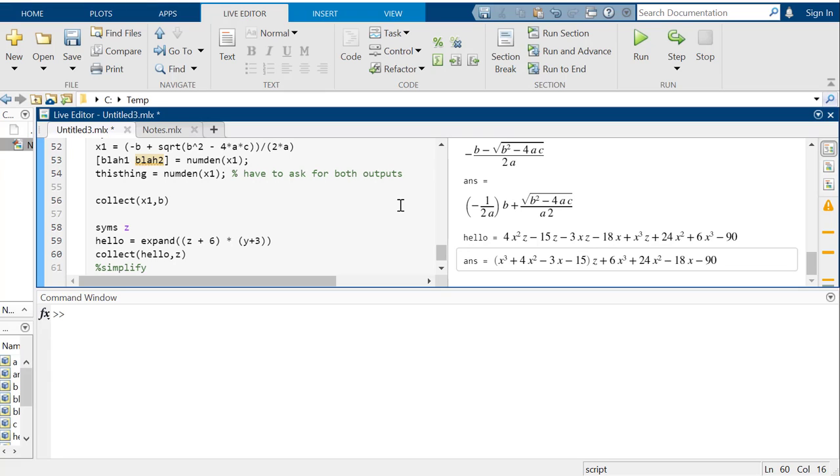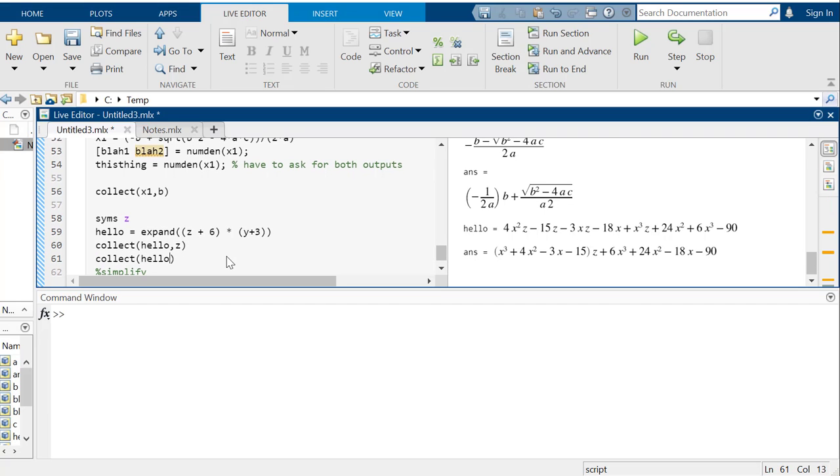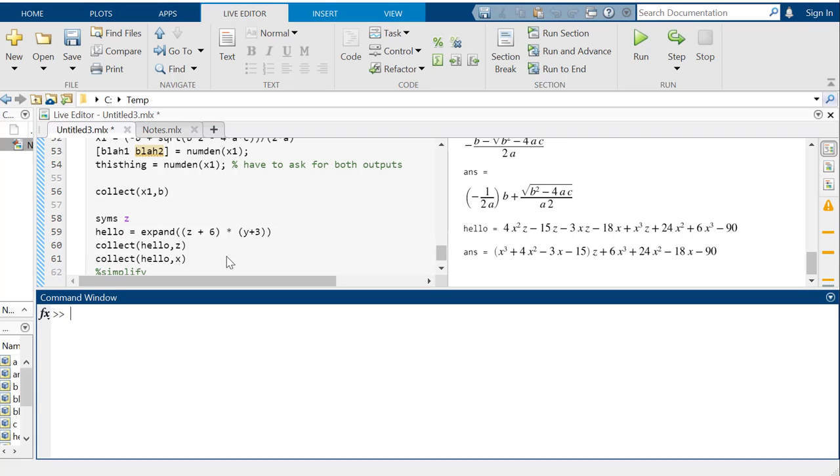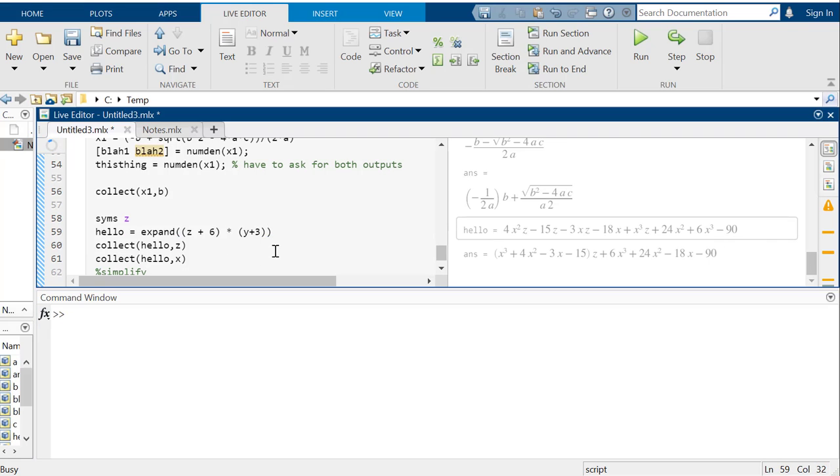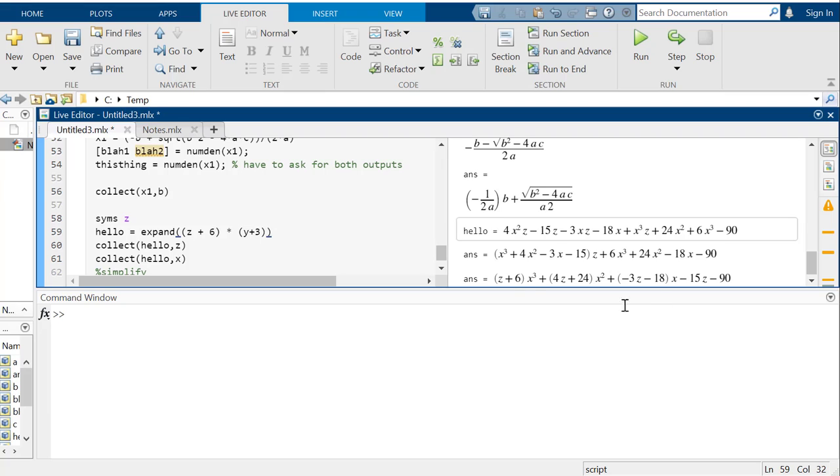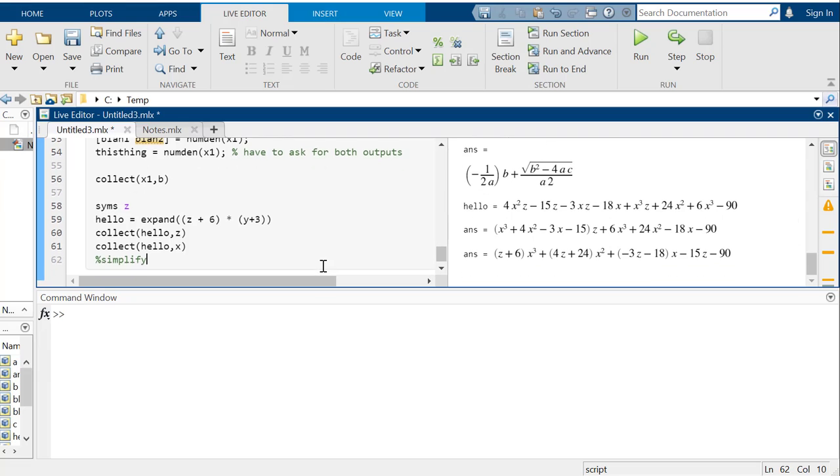And eventually, if you ever do partial fraction decomposition, although you would just do that symbolically, that's something we kind of do sometimes. If I want to collect hello on X, it's going to combine, here's the x cubed term, here's the x squared term, here's the x term, and then here's the constant term. So that is definitely something that I can see being valuable when you're doing symbolic manipulation, to play around with this.